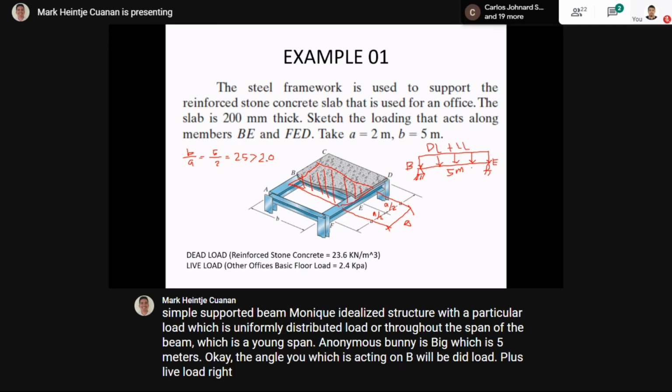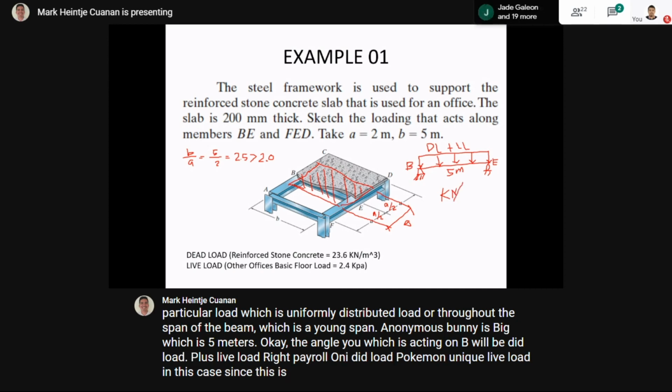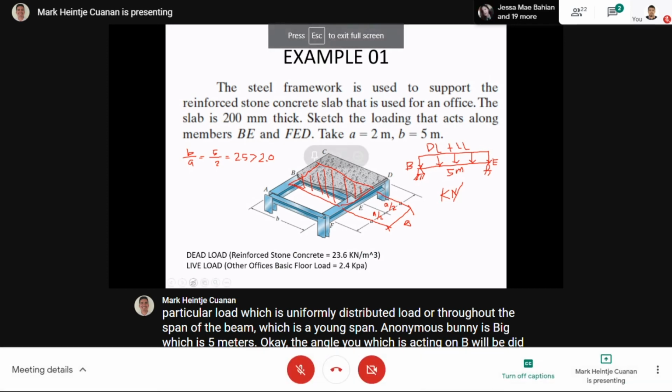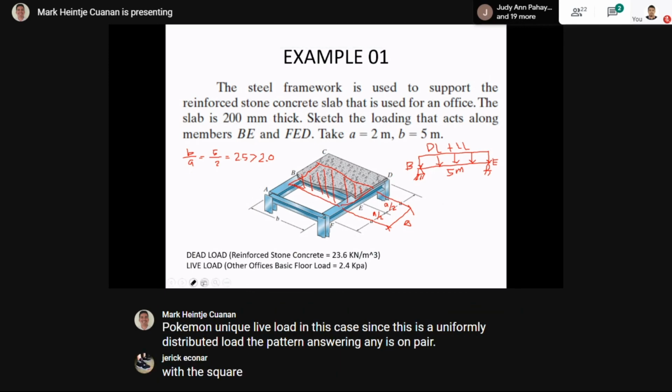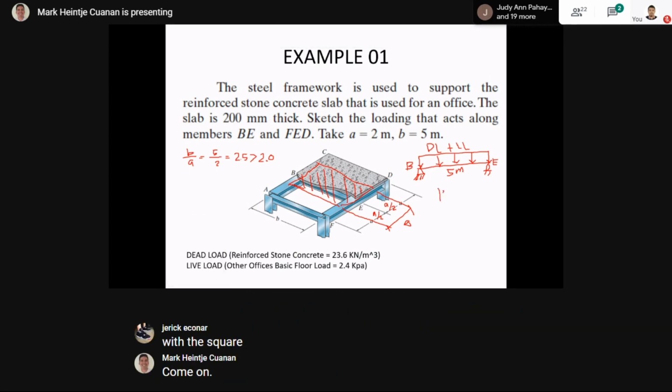But we do not know yet what the value of the dead load or the live load is. In this case, since this is a uniformly distributed load, our answer should be in kilonewton per, what unit? Kilonewton per meter squared? Meter squared or meter? Meter, right? Because it is a uniformly distributed load. It is not pressure. So kilonewton per meter. So what we should get and solve is in terms of kilonewton per meter.